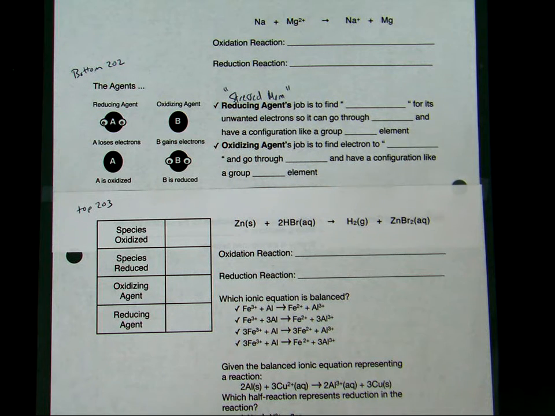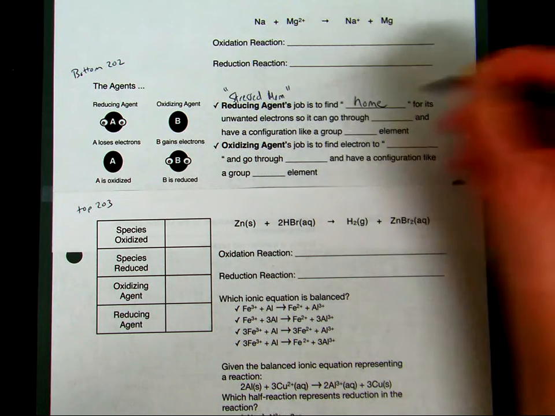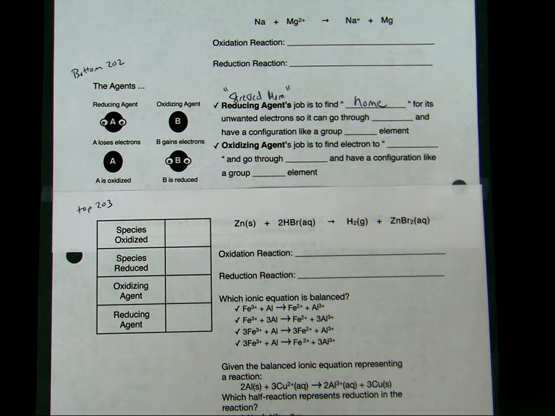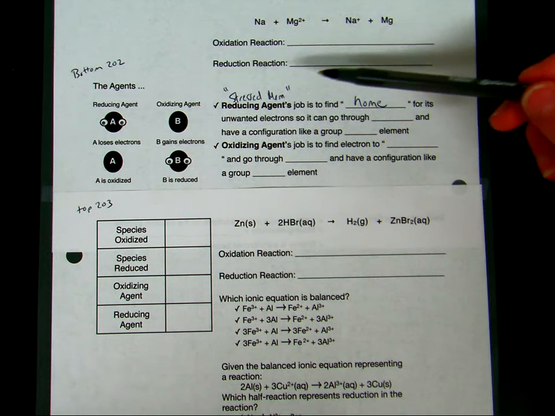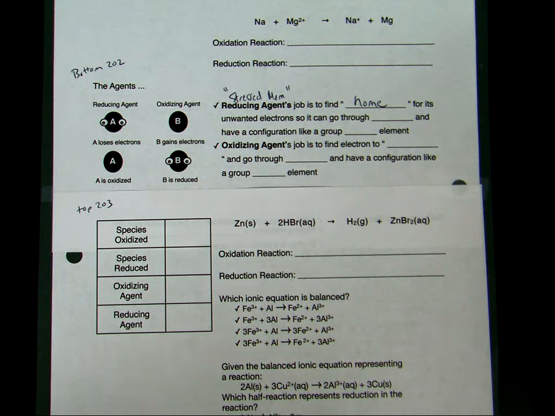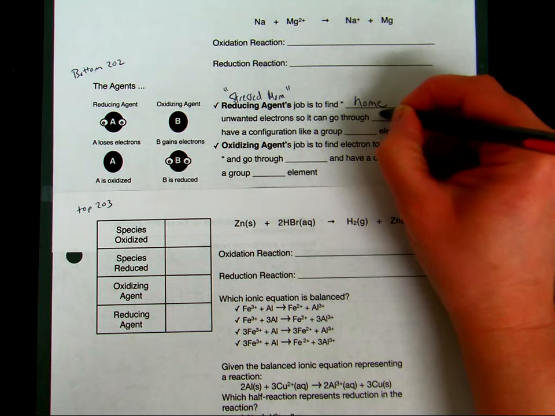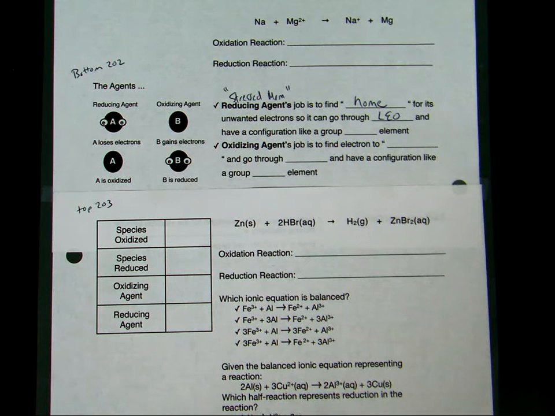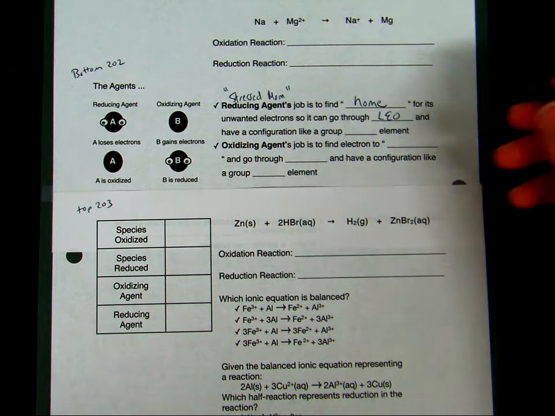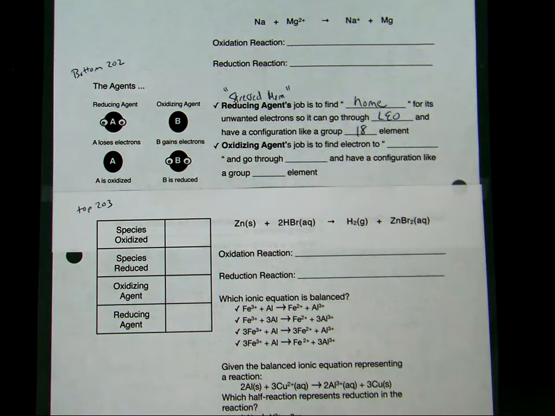So for stressed out mom, in order to have her day out, her day of relaxation, she needs to find a safe home, so I'm going to put that in quotes, for its unwanted electrons. And when stressed out mom, the reducing agent, finds a safe home for the electrons, it now can go through Leo. It can now give those electrons away and not have to worry about them. Once the stressed out mom, the reducing agent, loses or gives away the unwanted electrons, it's able to have a configuration like a group 18 element.